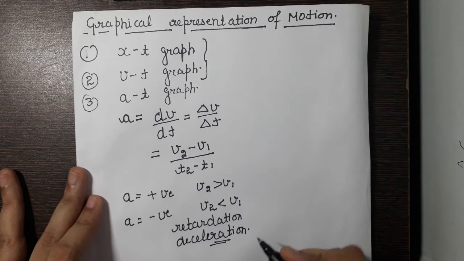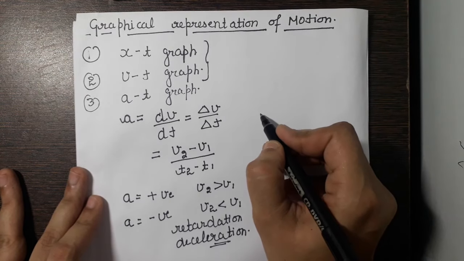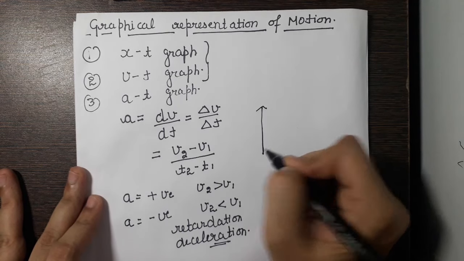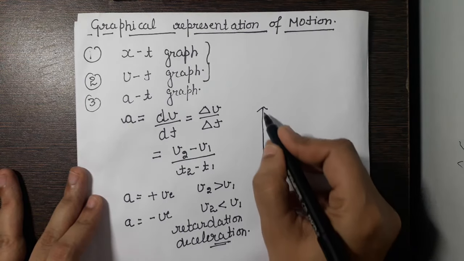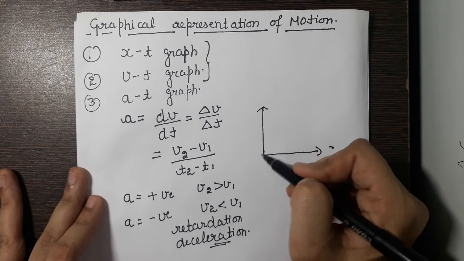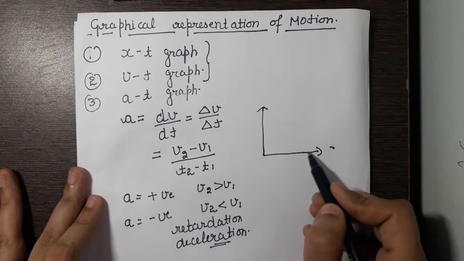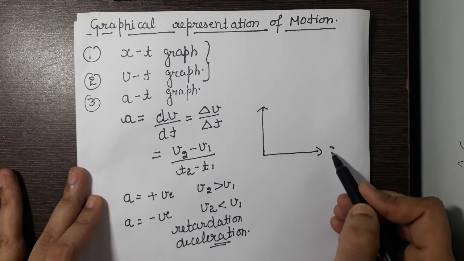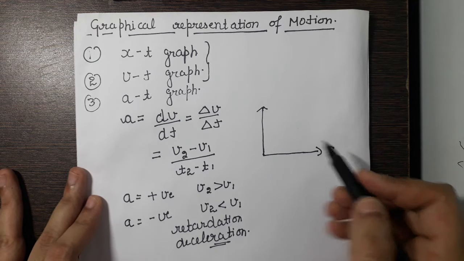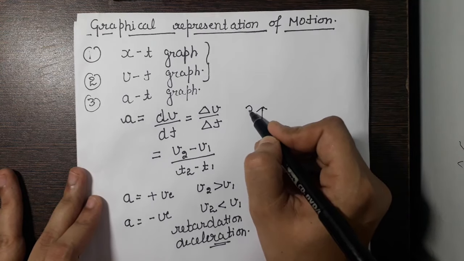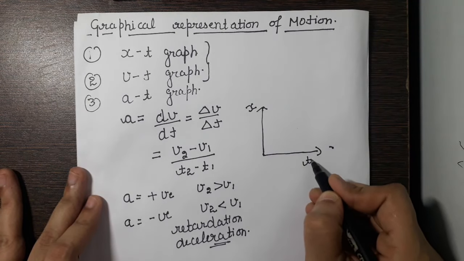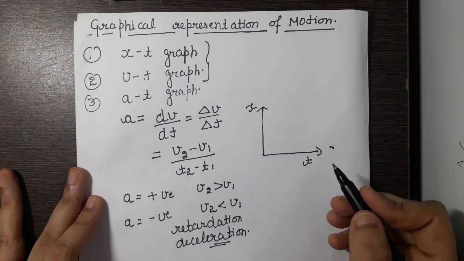Now how do we draw the graphs? For drawing the graphs, we always choose two axes, one y-axis and one x-axis. This vertical line represents the y-axis and this horizontal line represents the x-axis. For example, if we are drawing the position time graph, then position, that is x, will come on the y-axis and the time will come on the x-axis.